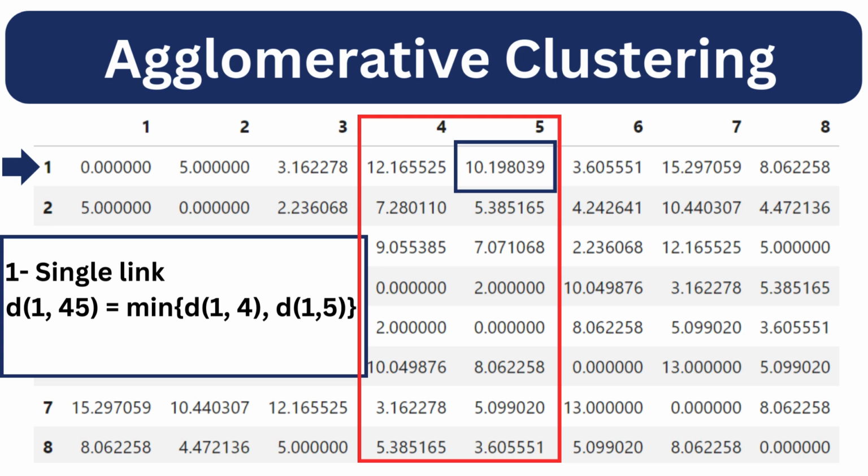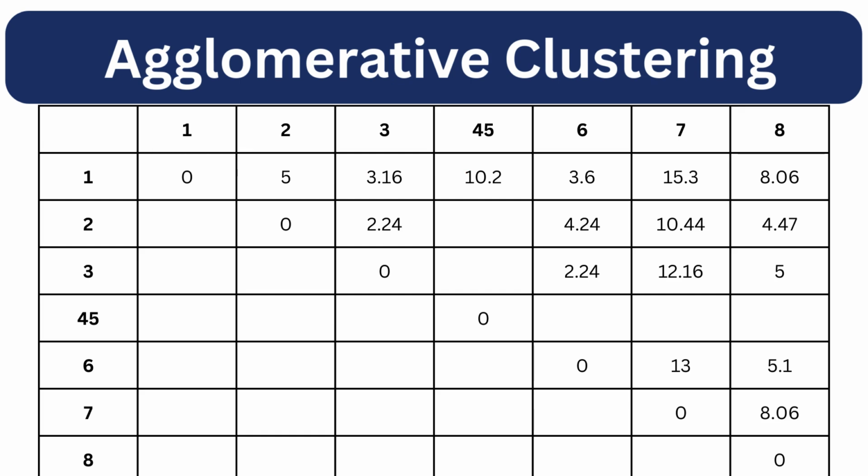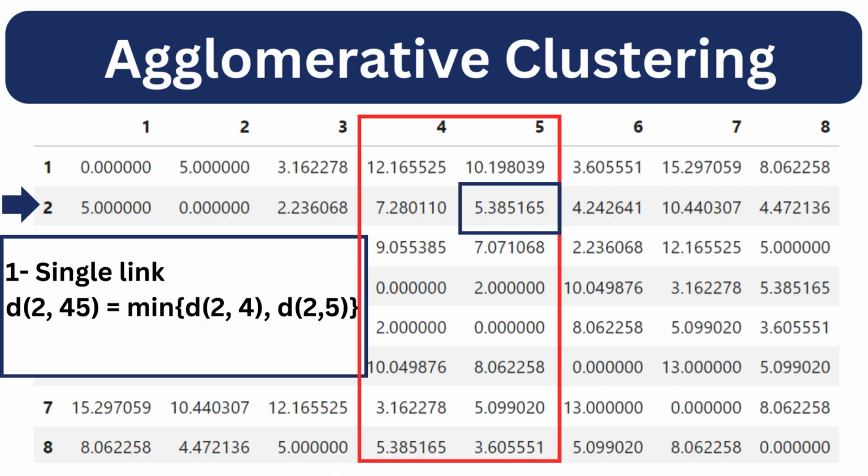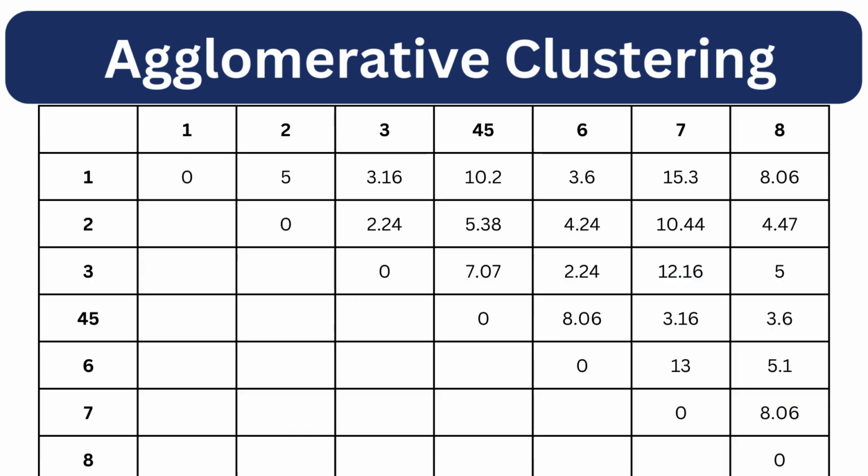So the distance between 1 and 4 is 12.16 and between 1 and 5 is 10.19. So the minimum is 10.19, so we will choose 10.19. Here we have written the distance between 1 and 4, 5 is equal to 10.2. Similarly, we will calculate the remaining distances as well. Now again we will select the minimum value, and the minimum value is 2.24. And it is between 3 and 2 as well as between 6 and 3. So in this case, we can choose any one of them.